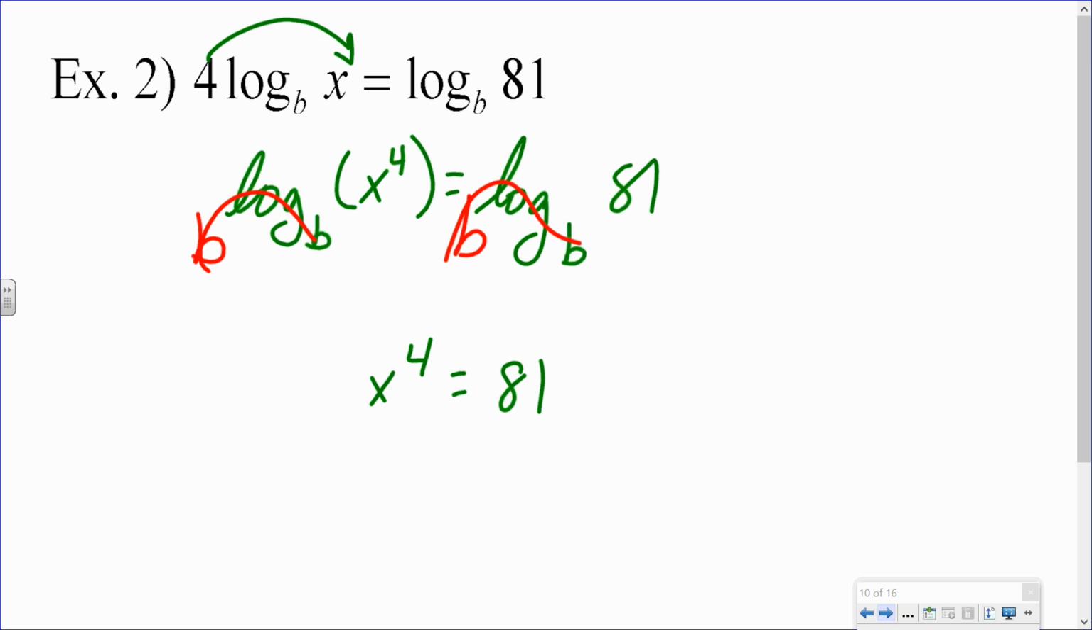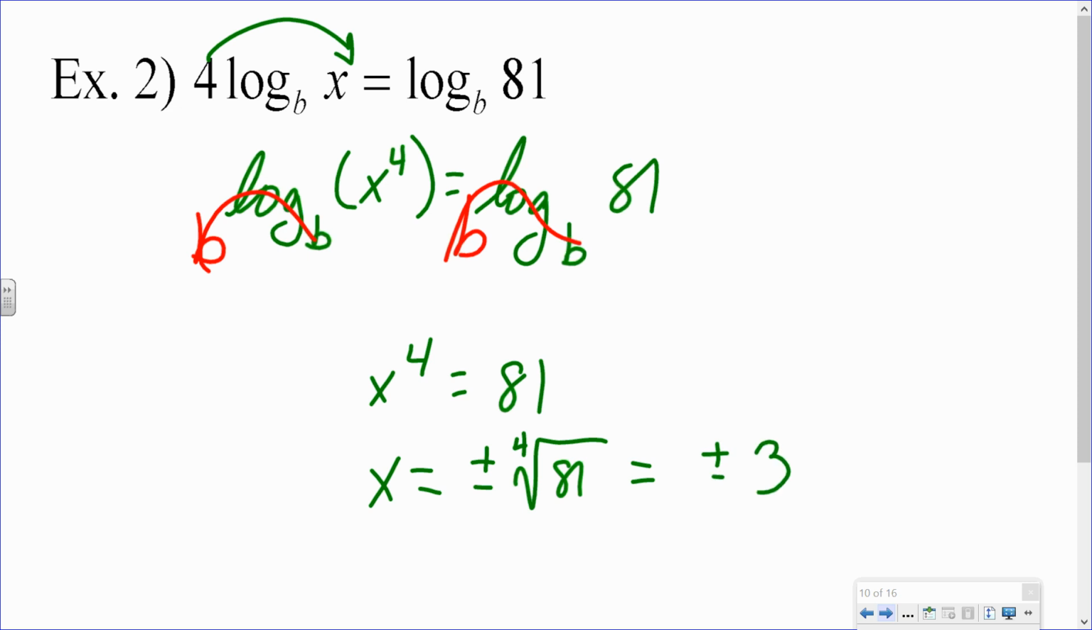You're on the right track. The 4th root. Almost. It's an even root. What do I have to do anytime it's an even root? Plus or minus. So from this work, x is plus or minus the 4th root of 81. And what's the 4th root of 81? So plus or minus 3.